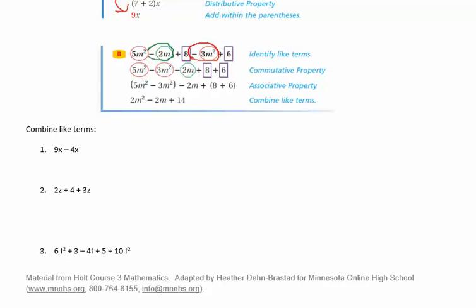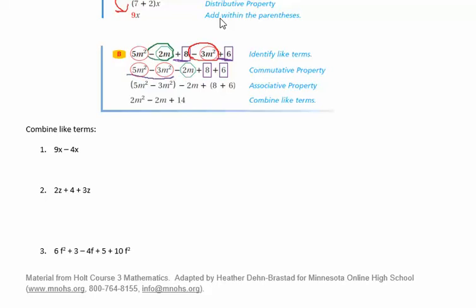I don't have a purple color. Let's see. Here we go. They have plus 8 and plus 6. Those constants are also like terms. Then they rewrote them next to each other. That's a good idea to do, especially if there's a lot of things going on, like in this problem.